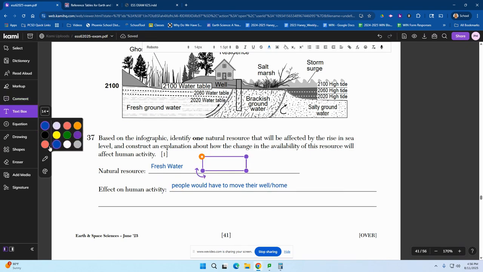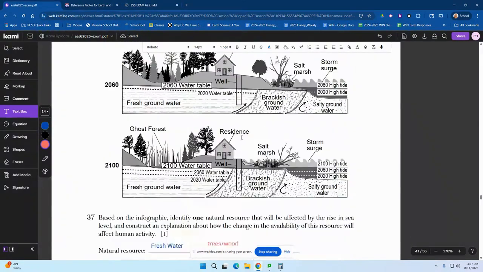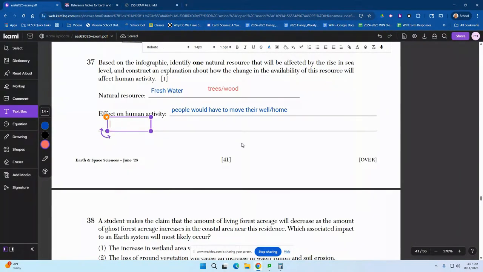The other thing you could have talked about is trees, right, or wood. That could have been another natural resource that would have been affected. And they talked about how the timber industry relies on wood for their economic advantage. So we could have said something like there would be no trees for the lumber industry, right?